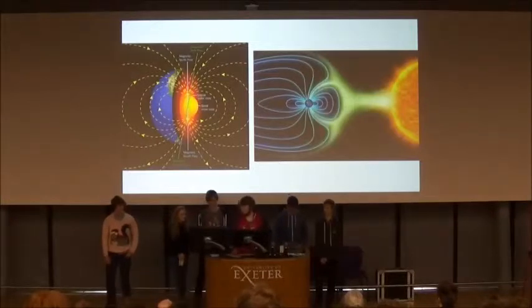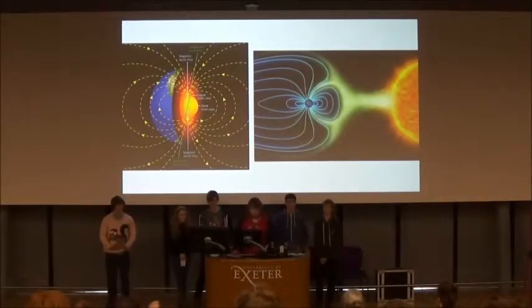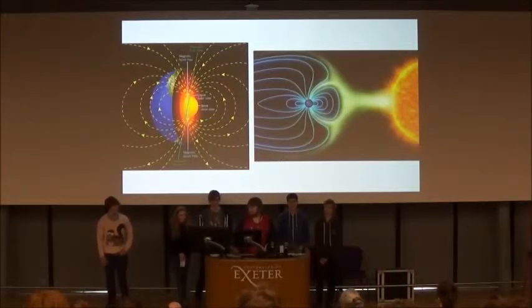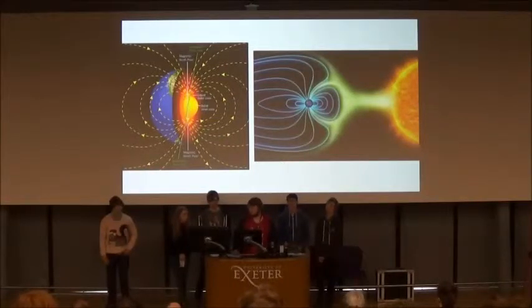The magnetosphere, what is it? The magnetosphere is basically the predominant effective magnetic field surrounding an astronomical body. For Earth, it is the magnetic field generated by the Earth's core.